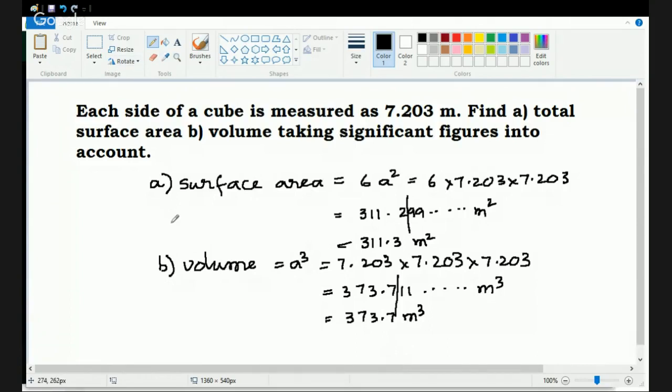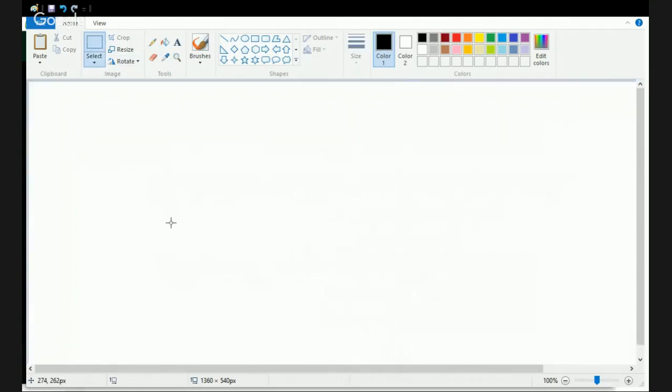Shall I rub up this? Yes, sir. Okay, go for the other place. The next one.